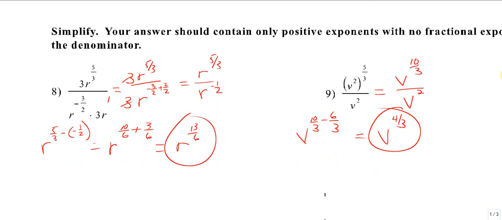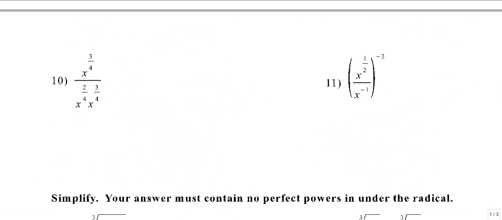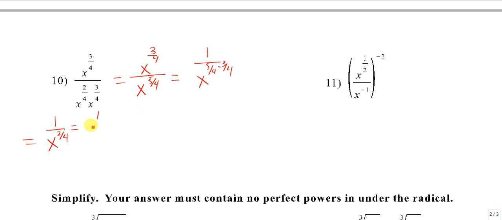Next one. I have x to the 3/4, and now I'm going to have to add the exponents of my denominator together. So 2/4 plus 3/4, that'd be 5/4. Now let's subtract exponents, the largest one is in the denominator. So that would be 1 all over x to the 5/4 minus 3/4. That's going to be 1 all over x to the 2/4. Actually, I can simplify that to 1/2, so let's go ahead and do that.